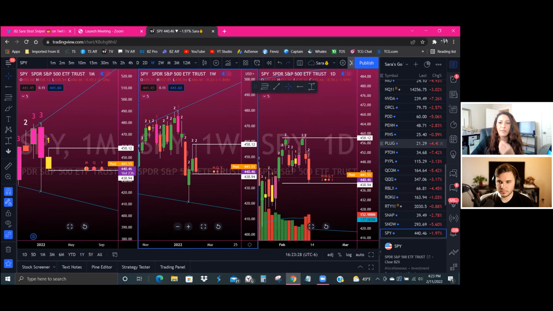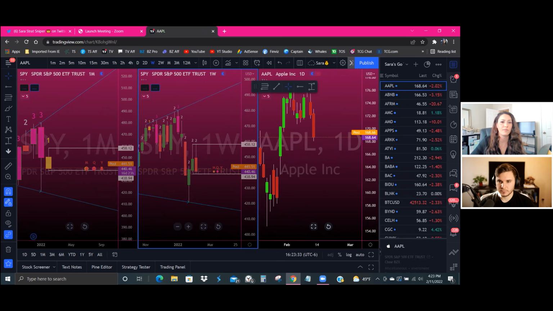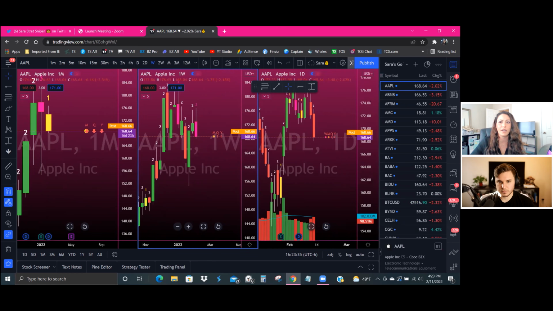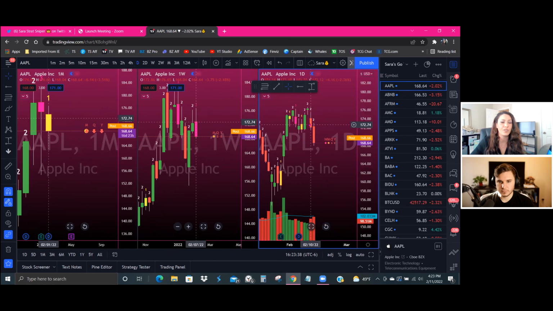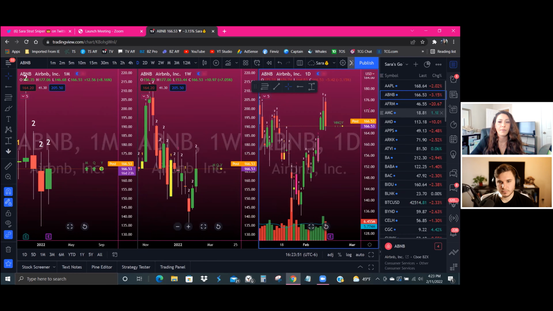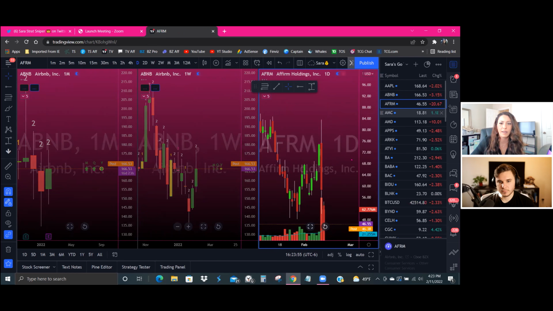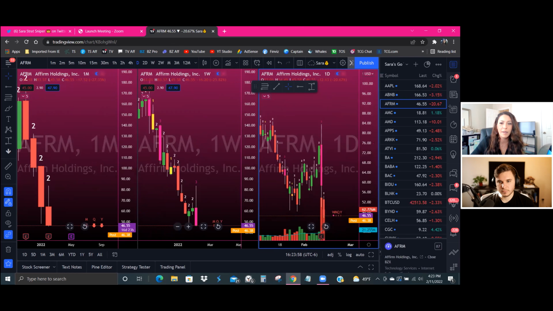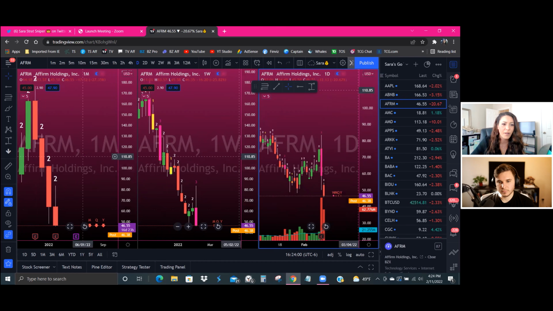And kind of, just through time and learning, I can quickly flip through this and know what I want to take. Like, I knew yesterday I didn't want to take Apple today because it would have been a 2 down continuation. And I don't take continuations. So I'm always looking for reversals. Airbnb, I wouldn't have played it. I don't like it.